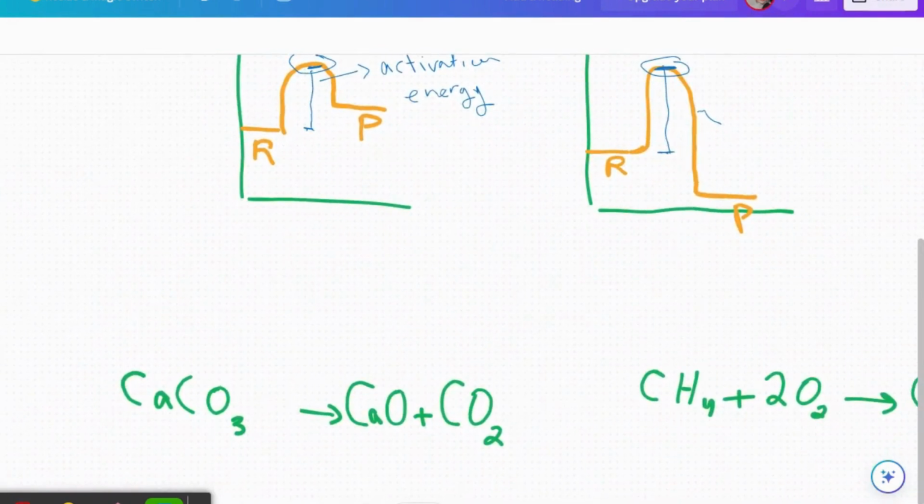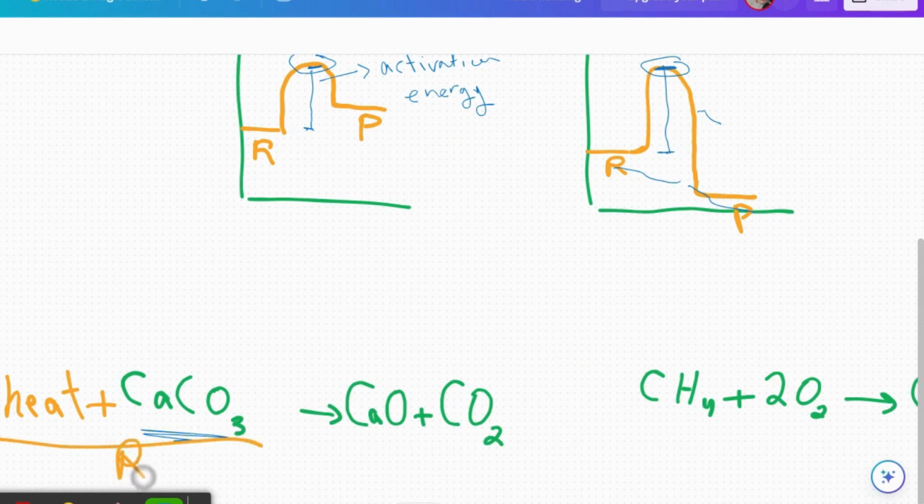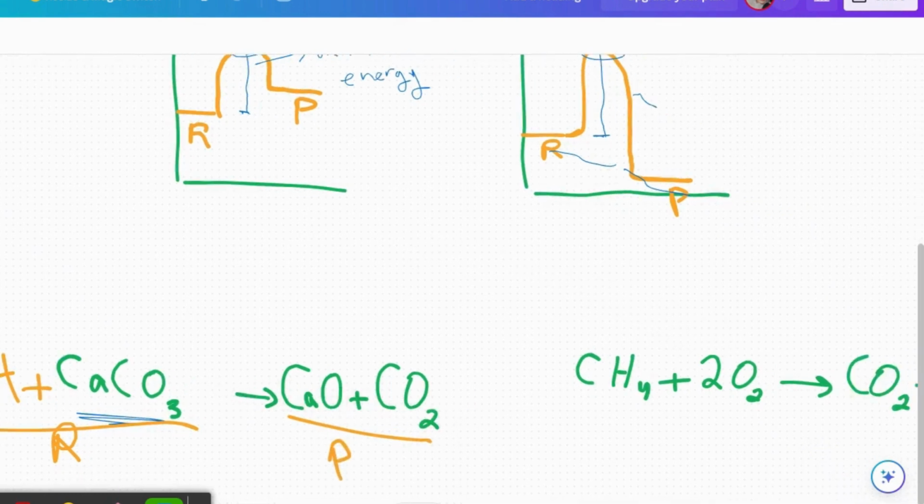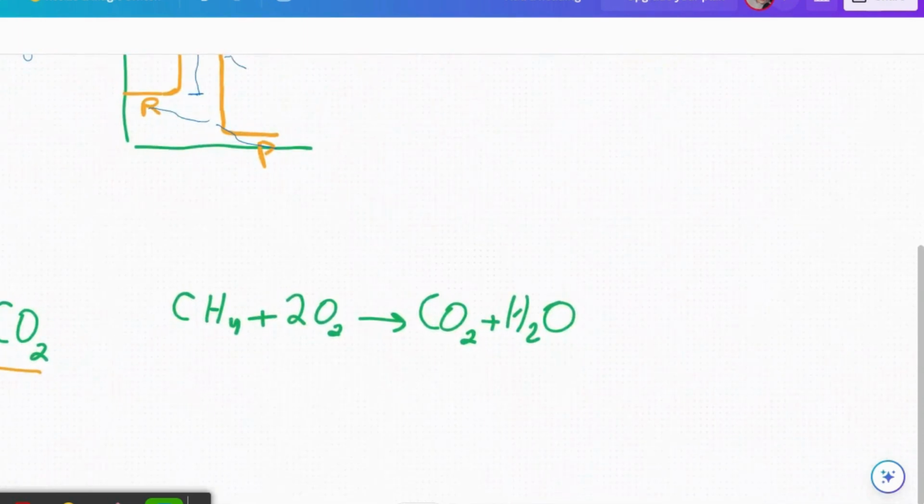Examples for two reactions. The first one is decomposition. Decomposition of calcium carbonate needs heat, so we add heat to the reactant side, plus heat. Whatever amount is given to you equals the products. So the reactant side with heat and the product side. On the other hand, exothermic reactions are basically combustion reactions. Combustion means burning with oxygen. So they are going to release heat, like the combustion of methane gas. So heat will be on the product side.